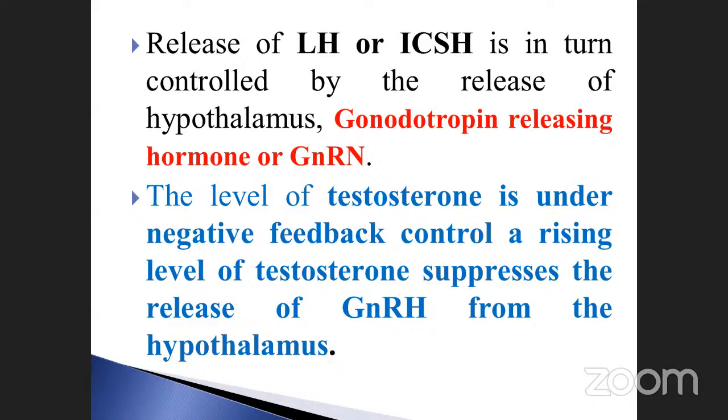Particularly, the level of testosterone is under negative feedback. That means testosterone activity is controlled by which one? The rising of testosterone suppresses the release of GnRH. When it rises, what happens? Automatically it suppresses the GnRH. Where? In the hypothalamus. It is also negative. Suppose it rises, what will happen?